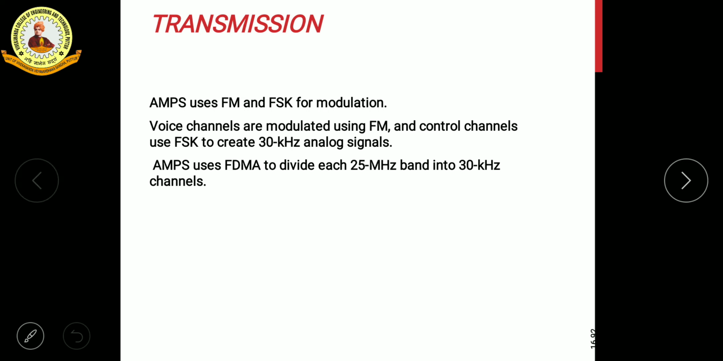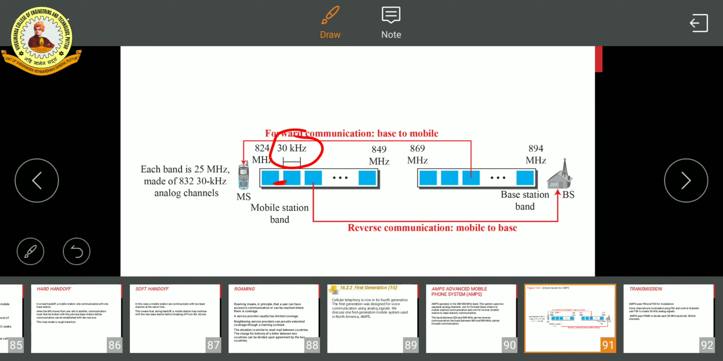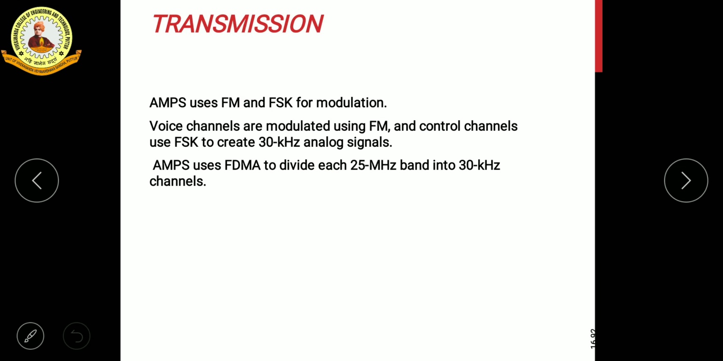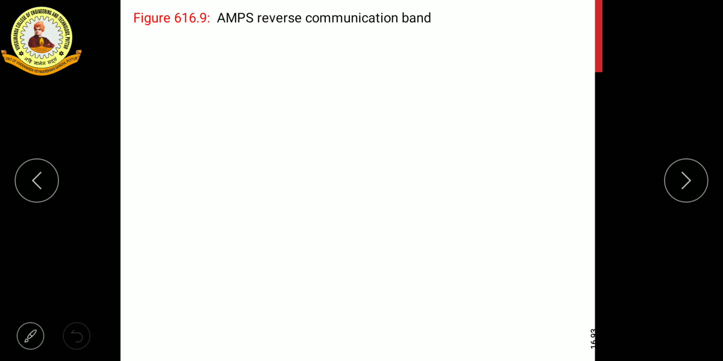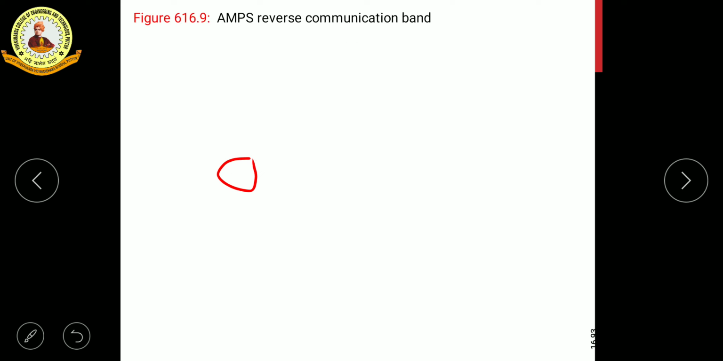So here all the channels have 30 kilohertz. Sorry, that is not guard band. Here we have a 30 kilohertz channel, each channel. Then in between, there is white space between these channels. This is called the guard band. Okay, so you will get to know how many 30 kilohertz channels there will be and what the guard band length is. Then the FDMA technique. This is the frequency division multiple access technique that we have already learnt in the 4th module. Okay.